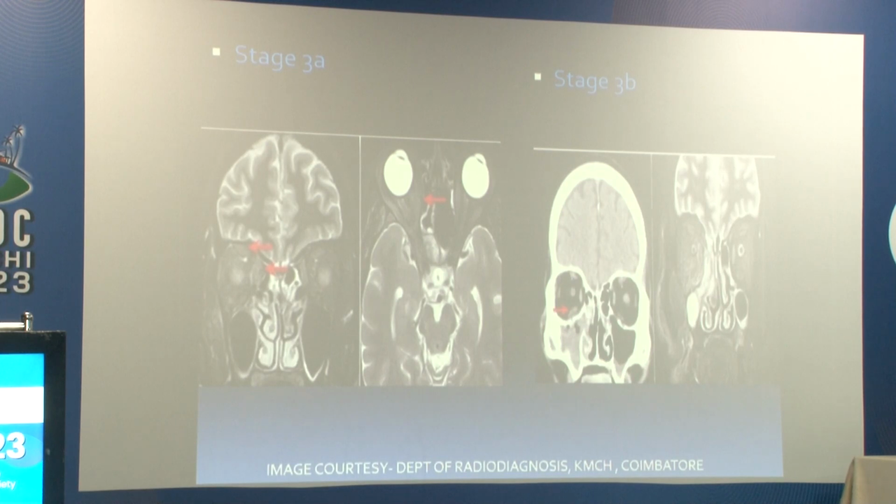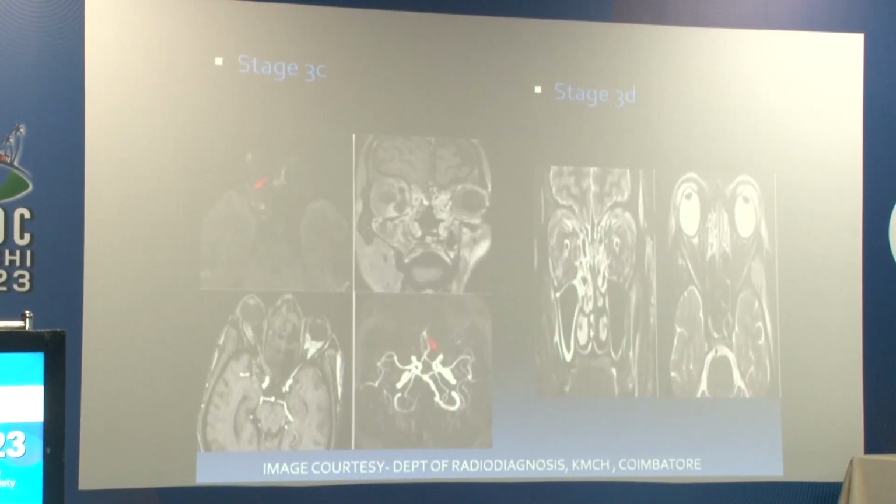Stage 3 includes orbit involvement: stage 3A with medial orbit, stage 3B with more than 2 compartments in the orbit and visual normal, stage 3C with superior orbital fissure or inferior orbital fissure or orbital apex involvement with ophthalmic artery, central retinal artery or superior ophthalmic vein thrombosis. Stage 3D includes both these orbital involvements.